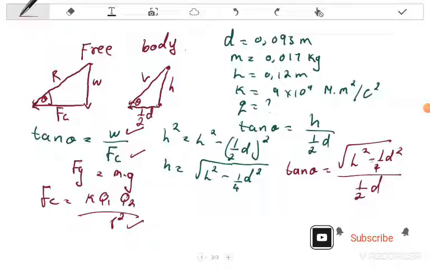L we know, D we know. So therefore, if we can equate these two tan theta, we can calculate Q, right? Because here we only have one unknown, which is Q. There we don't have an unknown. Then we can equate these two equations, and we're going to get our Q. So let's copy this again and do that on the next page.